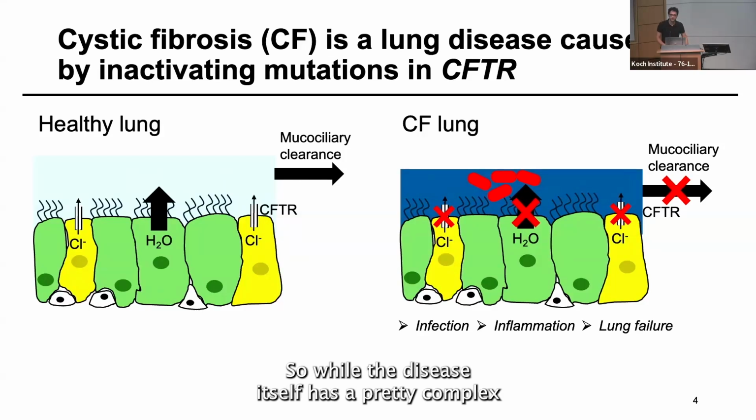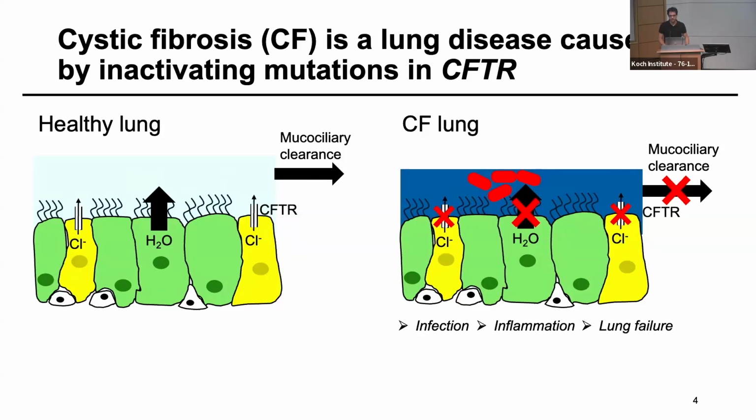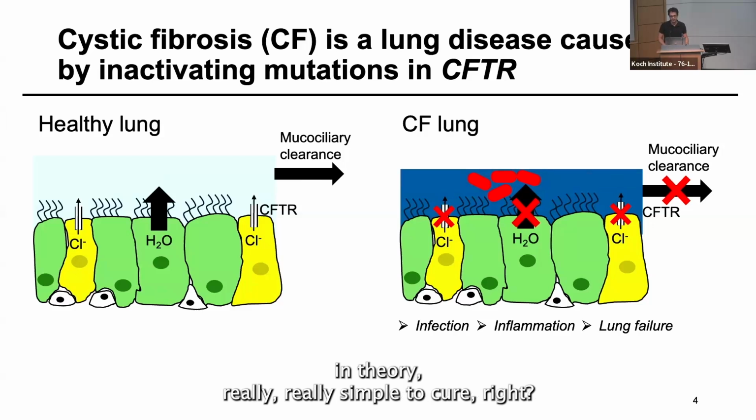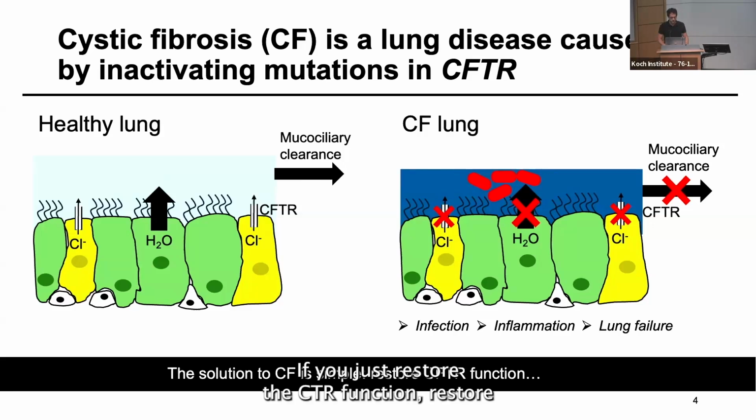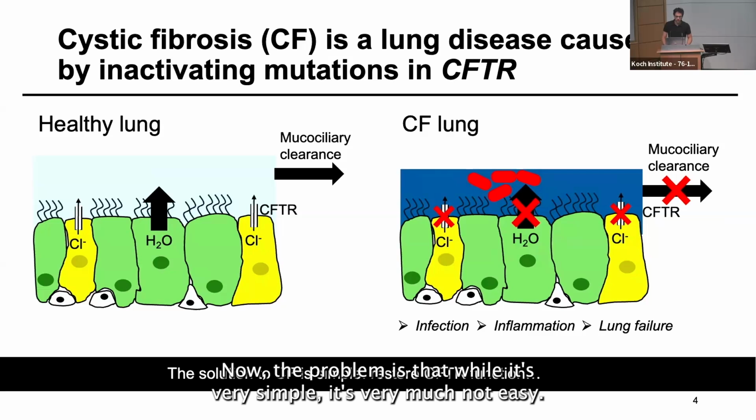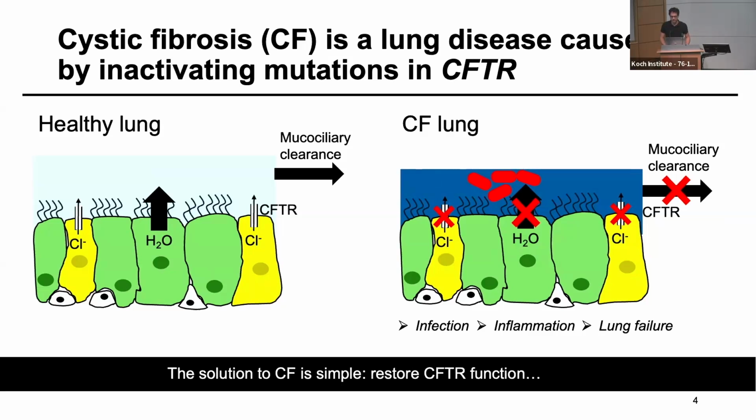So while the disease itself has pretty complex downstream effects, it's in theory really, really simple to cure, right? If you just restore CFTR function, restore chloride efflux, you've basically cured the lung disease. Now, the problem is that while it's very simple, it's very much not easy.